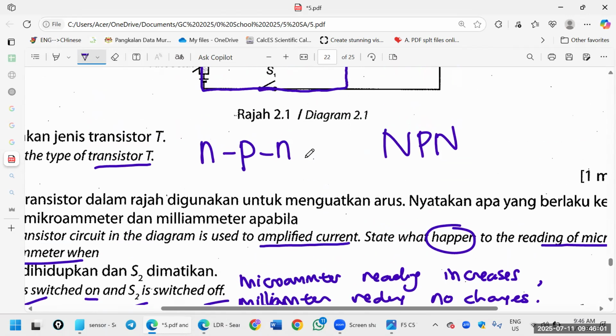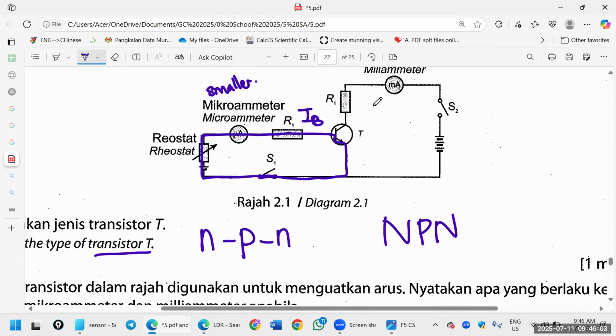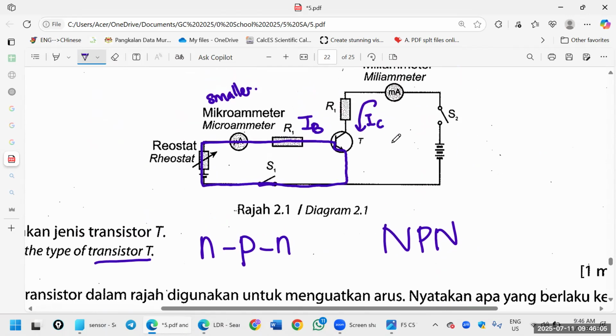But just now, teacher, you said there is IB, then there is IC. Yeah, the switch doesn't let current flow, right? Unless both switches are off. Okay, now what happened now?